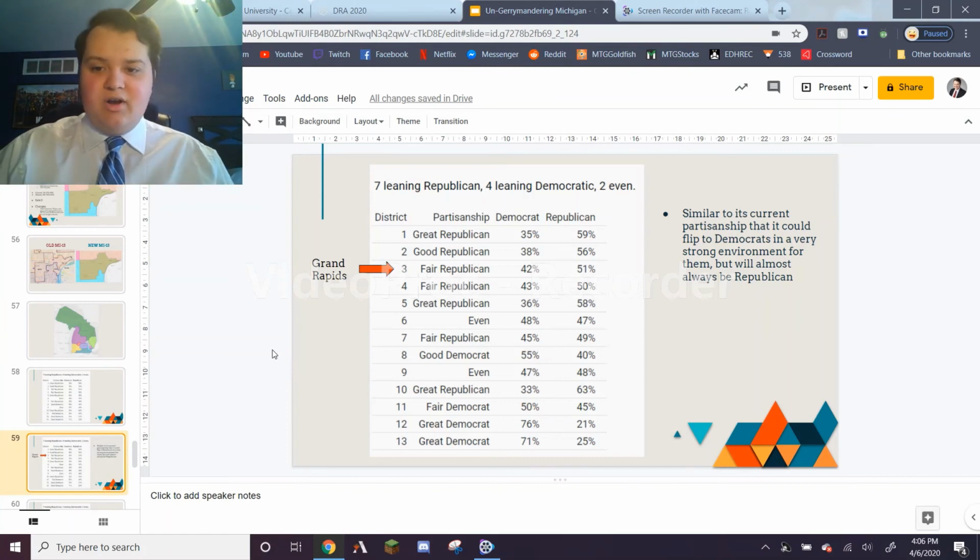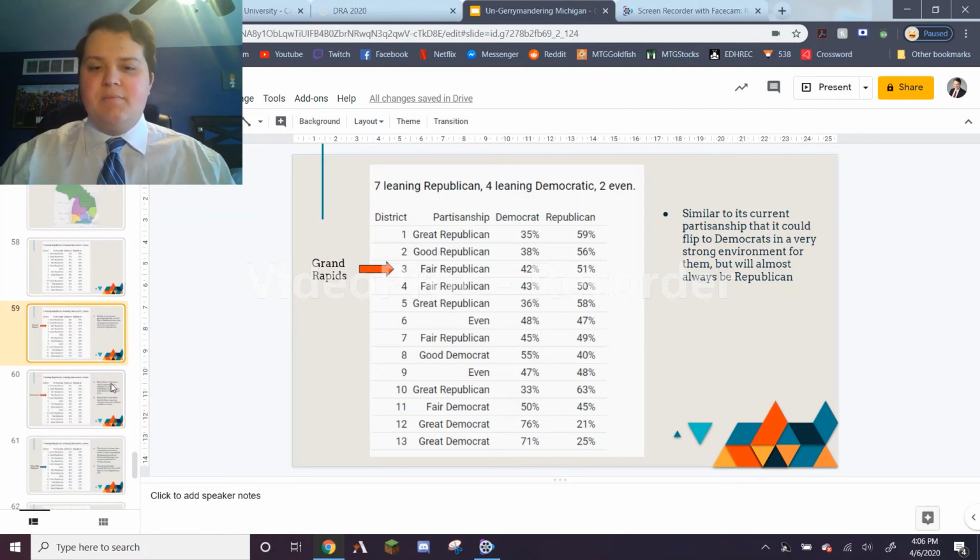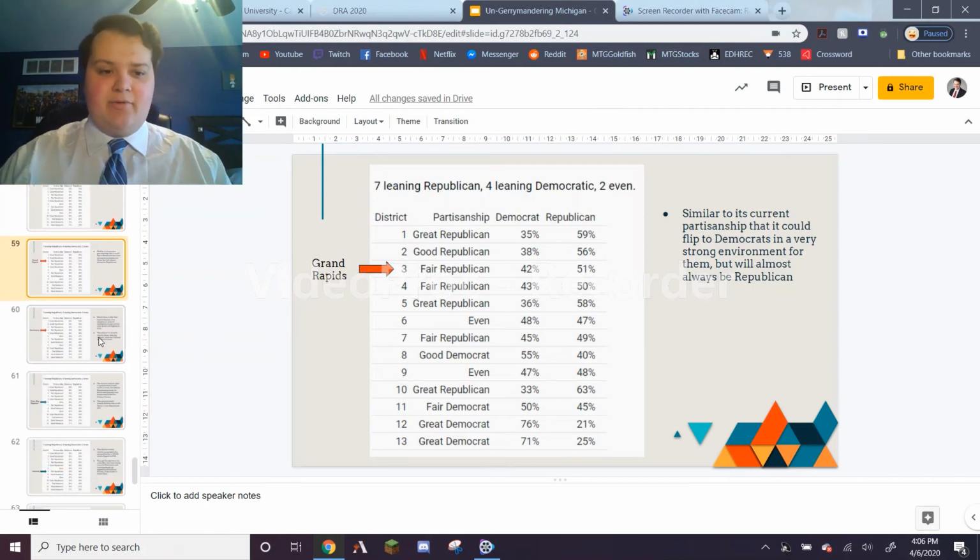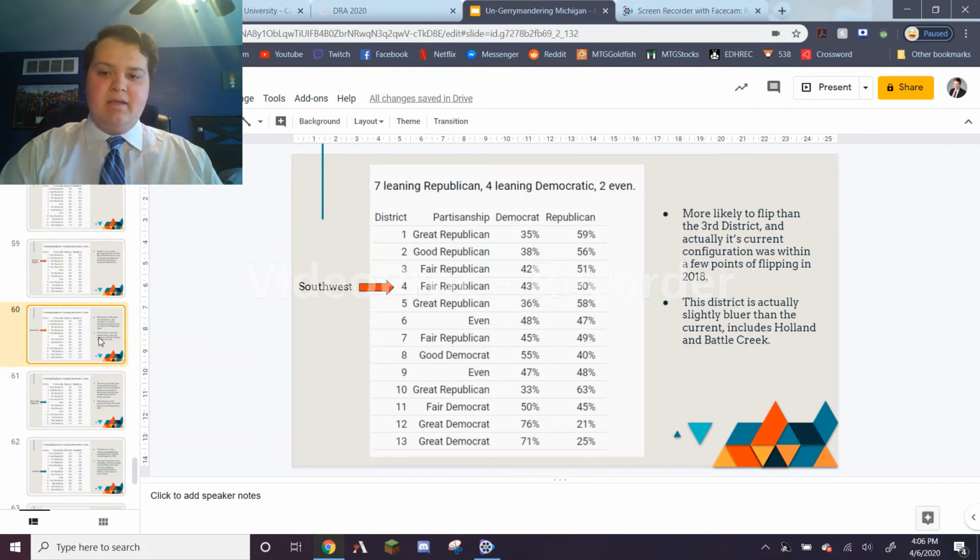It's similar to its current partisanship. It could flip to a Democrat, but it would take a very strong environment to do so, so most of the time, if not all the time, for the entire decade, it could be a Republican district, but it's as close as Democrats can get in that area.